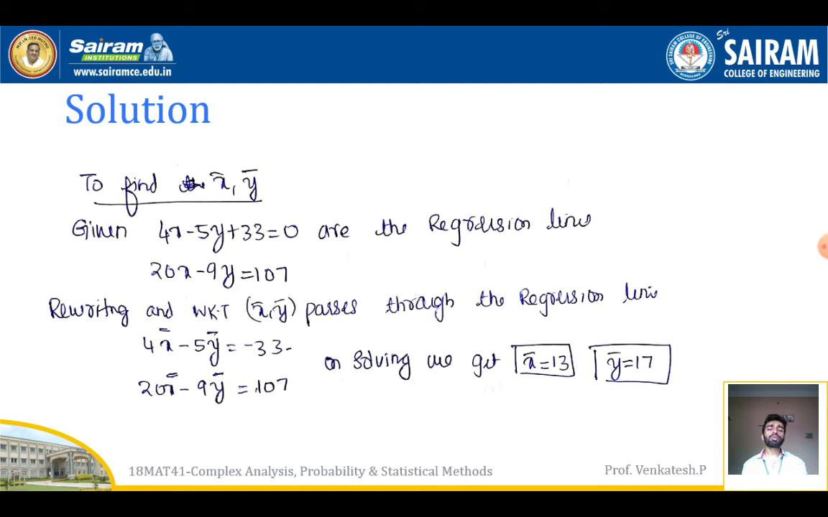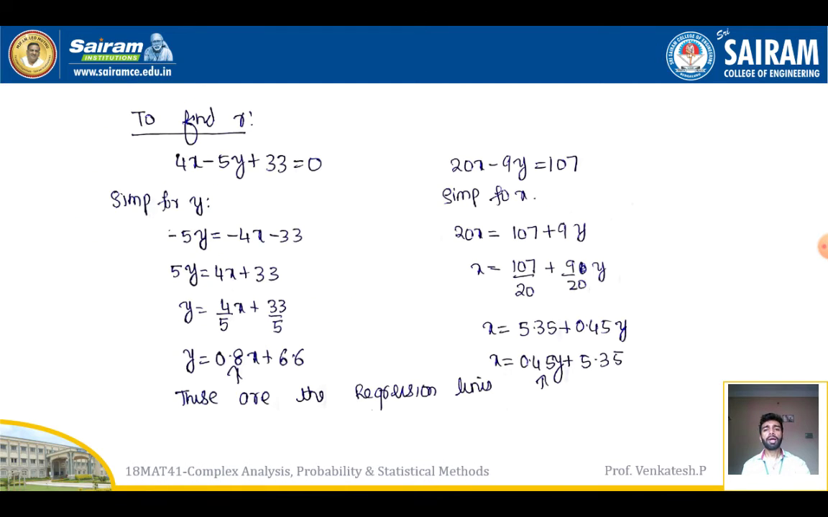Since we have the lines of regression, we can easily estimate the correlation coefficient also. The formula for the correlation coefficient is given like this. To find r, first take 4x minus 5y plus 33 is equal to 0. From this equation, I am going to represent y in terms of x. I get minus 5y is equal to minus 4x minus 33, or 5y is equal to 4x plus 33. Y is equal to 4 by 5 x plus 33 by 5, so y is equal to 0.8x plus 6.6.